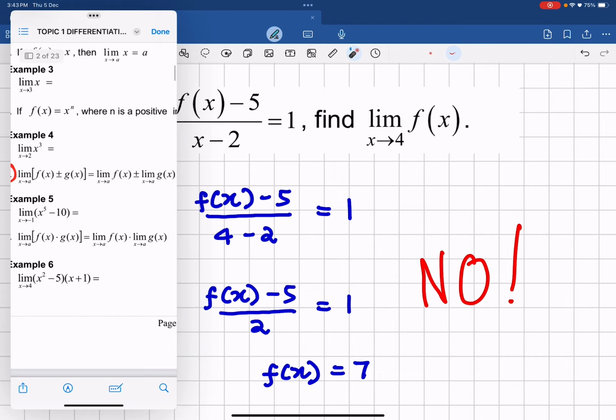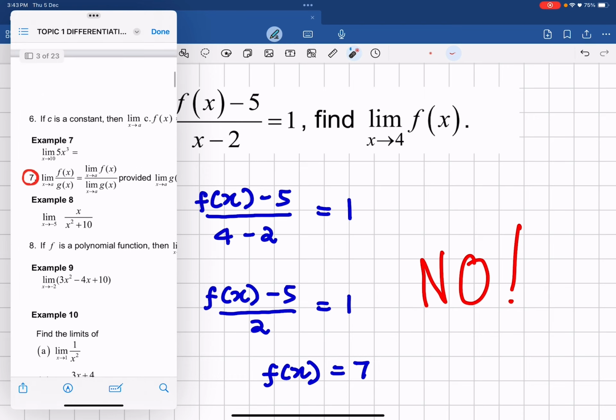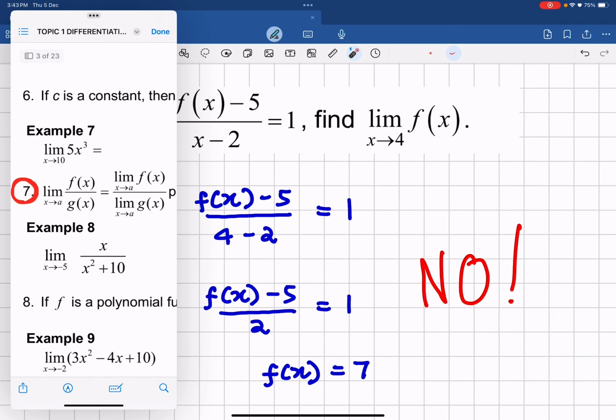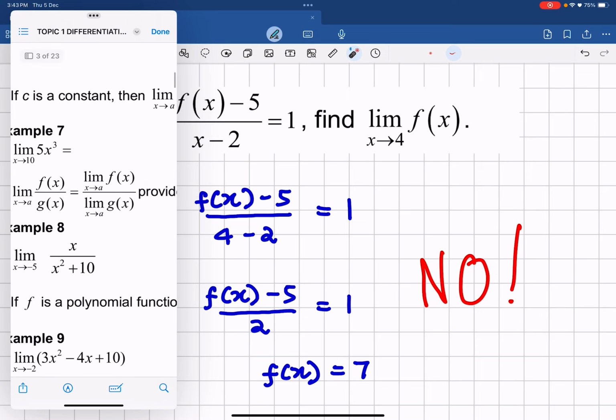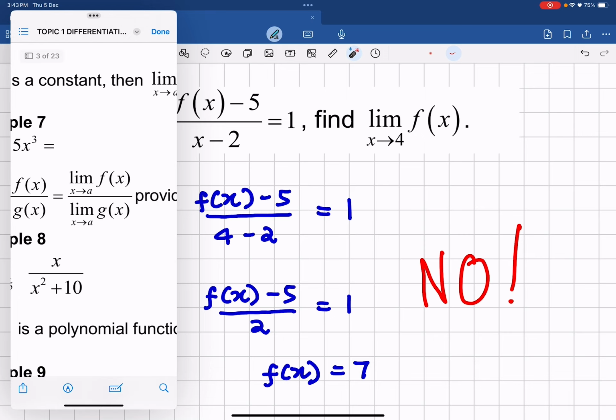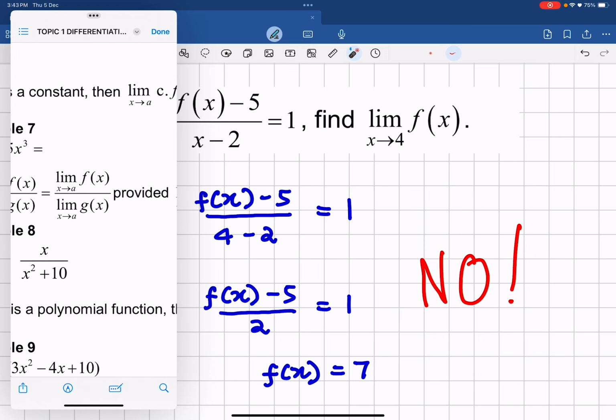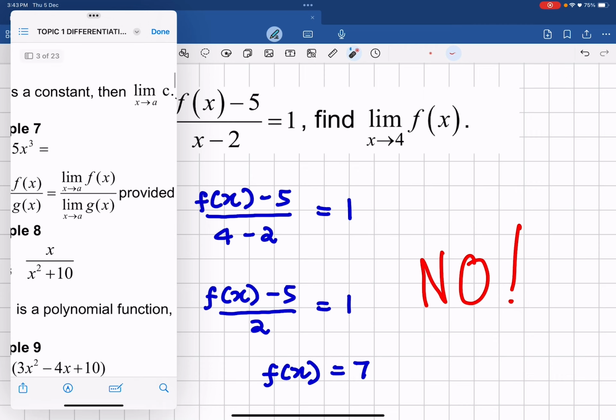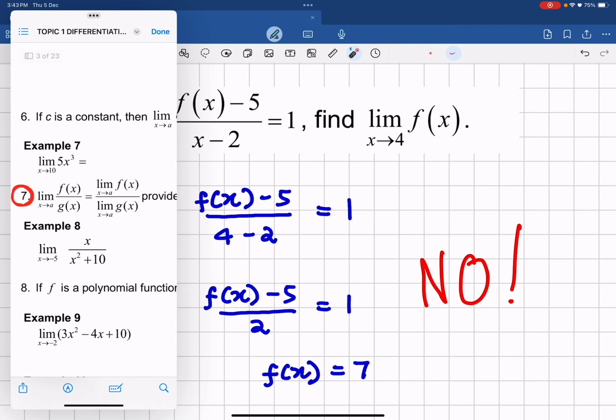So we're going to do the same for properties of limit number 7, where it is in the form of fractions, or reciprocals. If we have the limit of f(x) divided by g(x) as x approaches a, you may write it as the limit as x approaches a of f(x) divided by the limit of g(x) as x approaches a, where the limit of g(x) cannot be 0. Alright, so let's do this question.